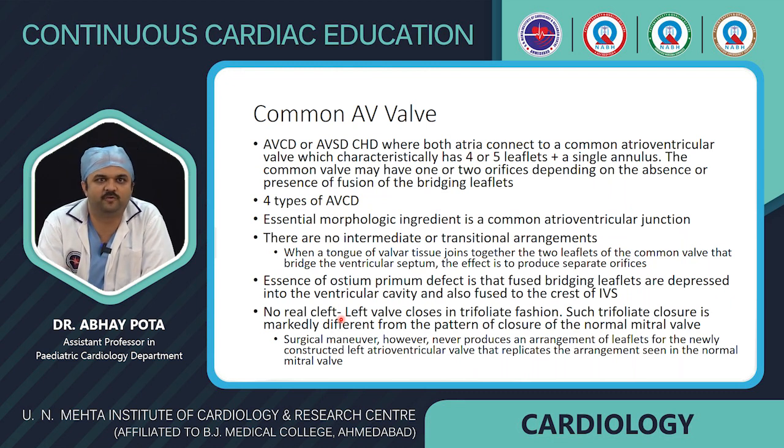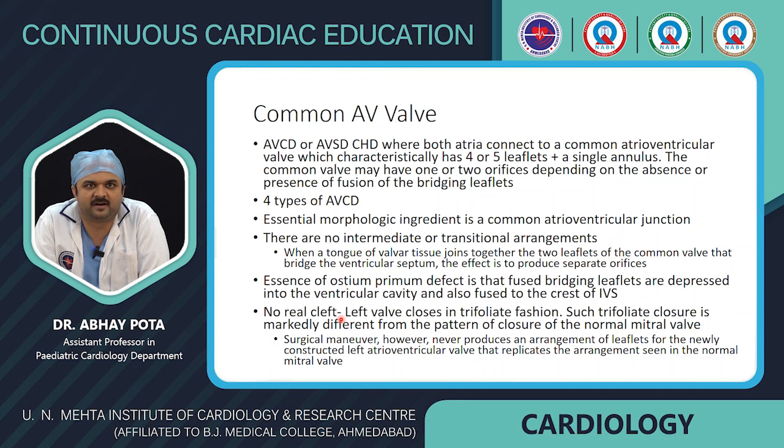Next term is common AV valve. There are two similar terms, AV canal defect or AV septal defect. Atrioventricular septal defect is a more recent term. So any congenital heart disease where both atria connect to a common atrioventricular valve, which characteristically has 4 or 5 leaflets plus a single annulus. The common valve may have 1 or 2 orifices depending on the absence or presence of fusion of the bridging leaflets. So basically 4 types of AVCD are possible: partial, transitional, intermediate and common.